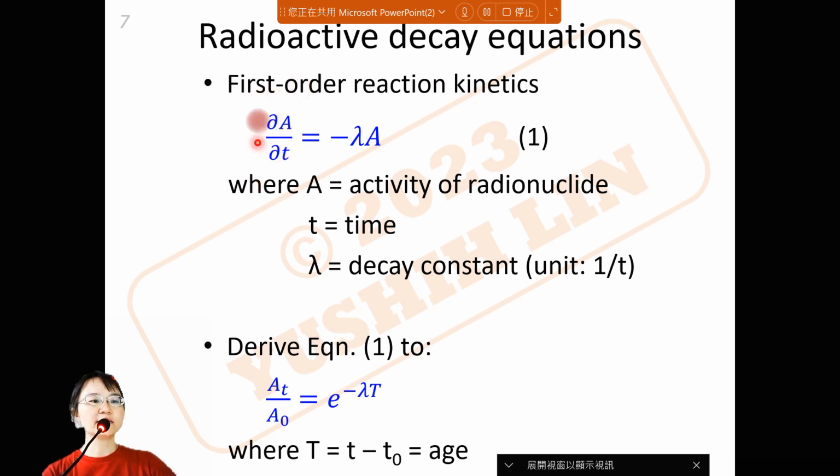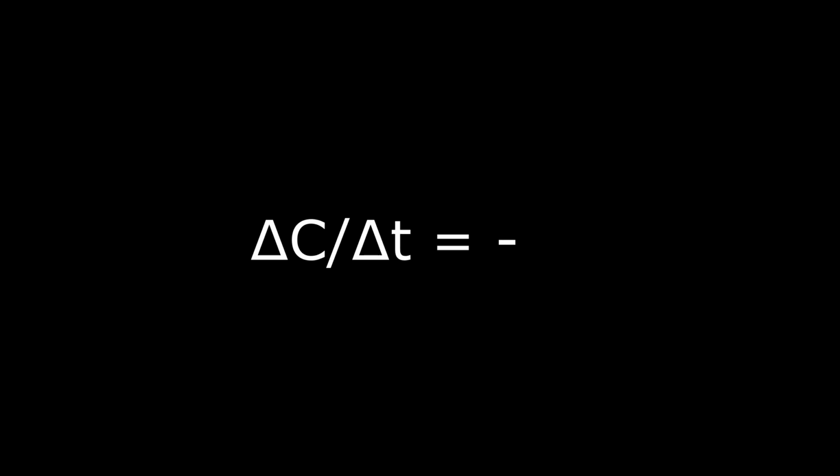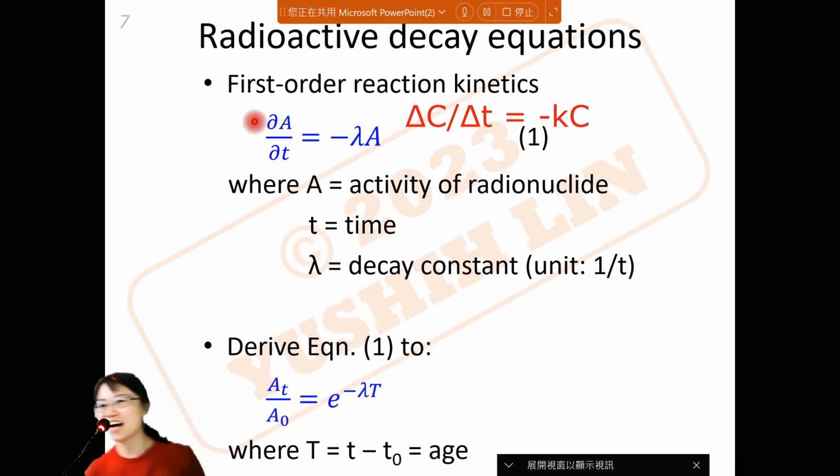If you read this, you just read it as dC/dt, okay? I think this is better. Have you seen this before? No? If you read it in plain language, that means C is concentration. Delta C divided by delta t, that means the change of concentration over time. That means rate, reaction rate.